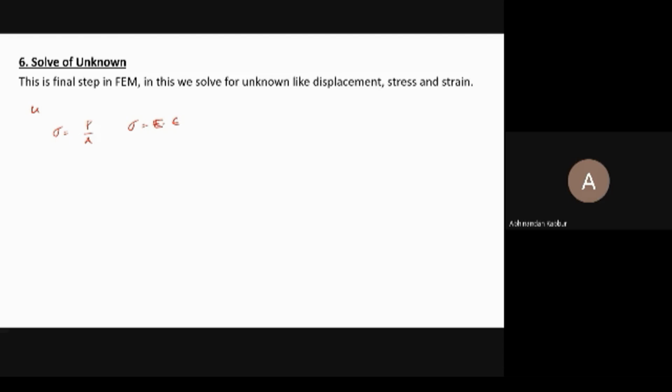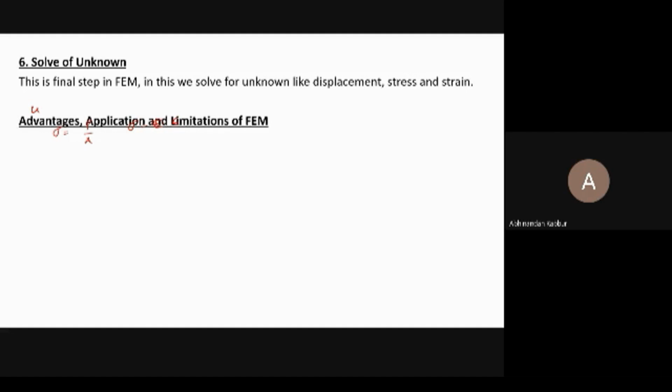Okay, so these are the 6 steps. So try to understand these 6 steps, and you can write in your own words. Sometimes in the examination you will get a question, briefly explain the steps involved in FEM. So these are the 6 steps you have to explain. Don't mug up the things. Try to understand the concept and try to write in your own words. No problem. Okay, so I'll move to the next.